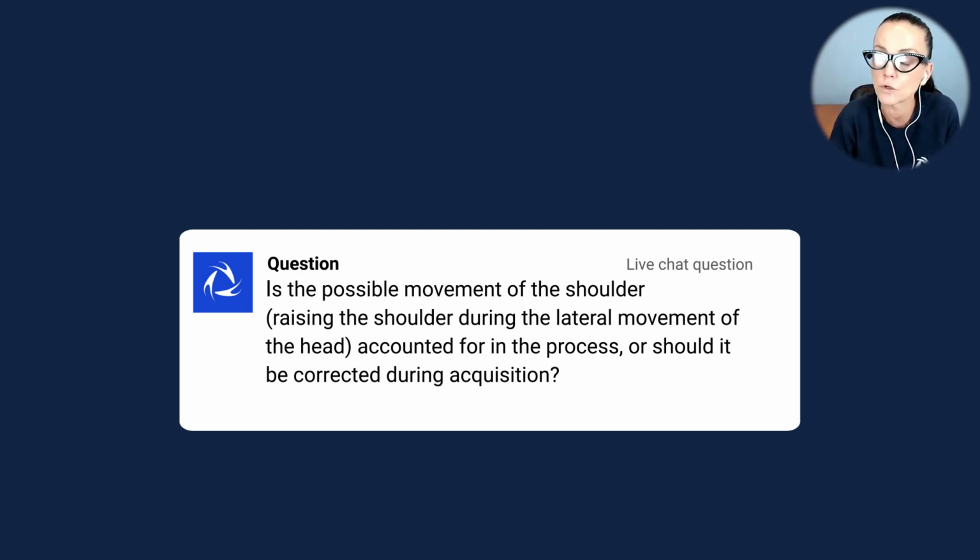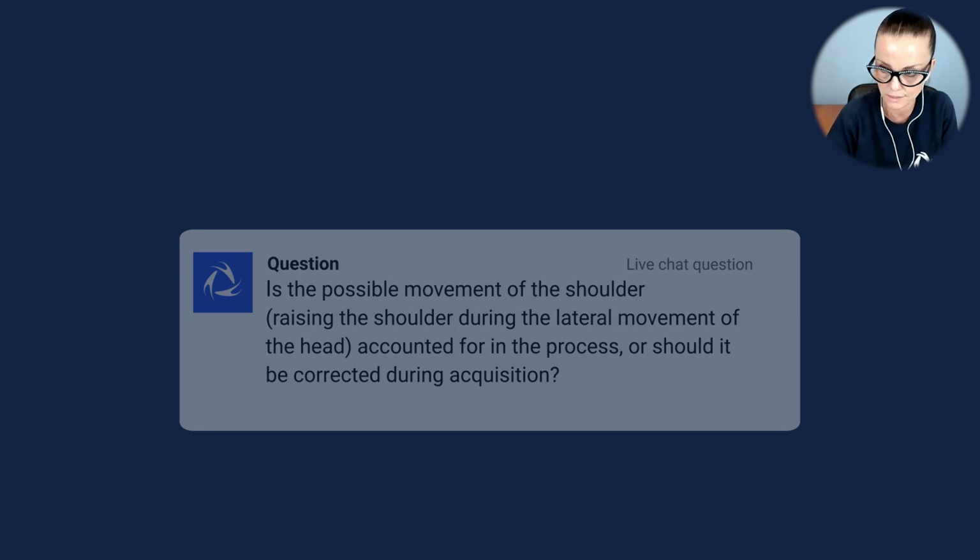But if we also want to quantify this compensatory strategy, we have to consider and quantify the three angles of the local reference system related to the trunk with respect to the absolute reference system of our laboratory. So it's possible to quantify also this movement of the shoulder, for example.